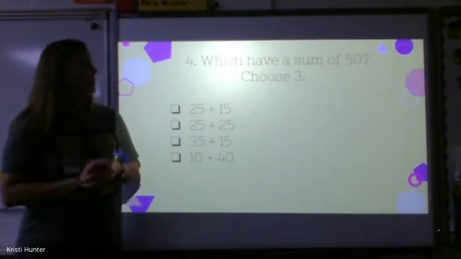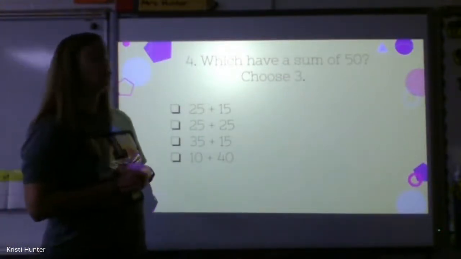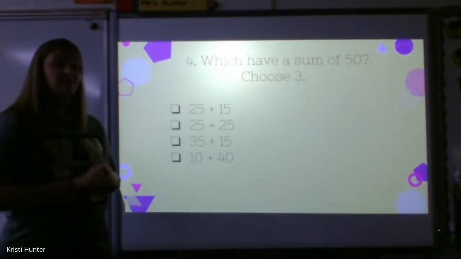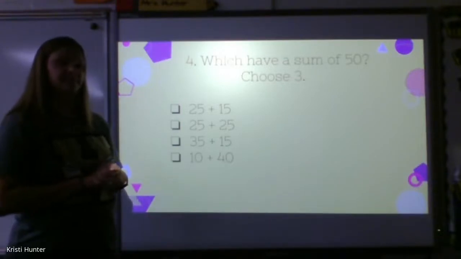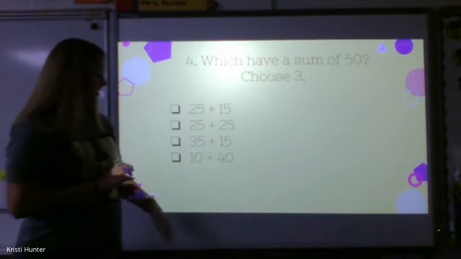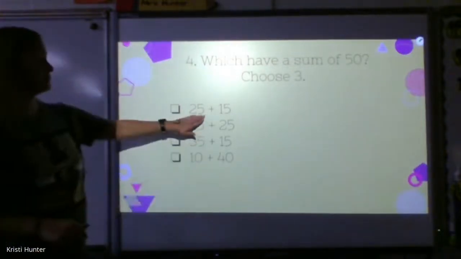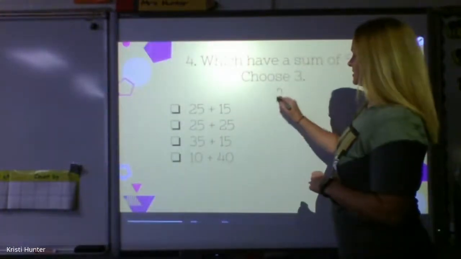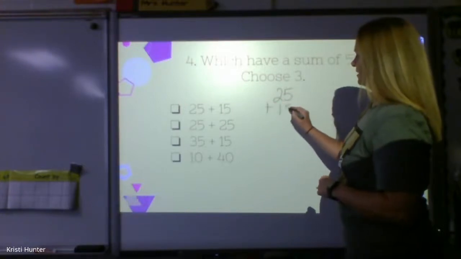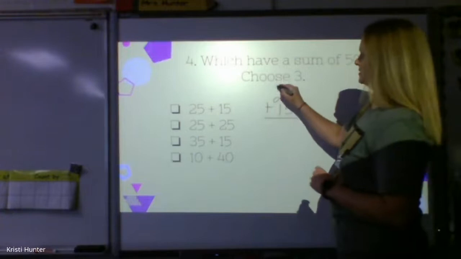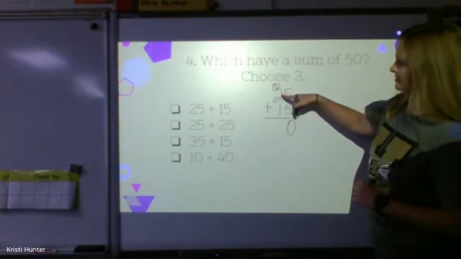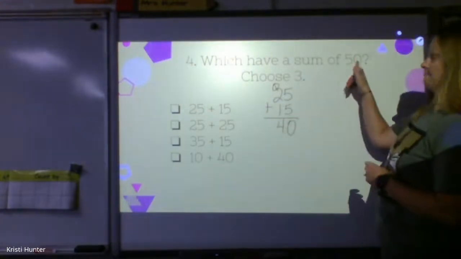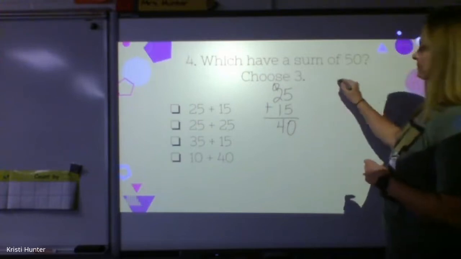All right, number 4. Which have a sum of 50? Choose 3. Go ahead and pause the video. See what 3 have a sum of 50. All right, let's see how you did. This one requires a little more work, so I'm going to have to first find 25 plus 15. Again, you can work this out using any strategy. I'm just going to stack my problems up here. 25 plus 15, doubles fact. We got a 10. 1 plus 2 plus 1 more makes 4. Doesn't have a sum of 50, so I'm not going to choose that one.